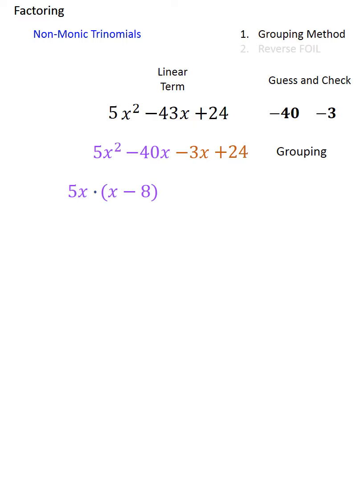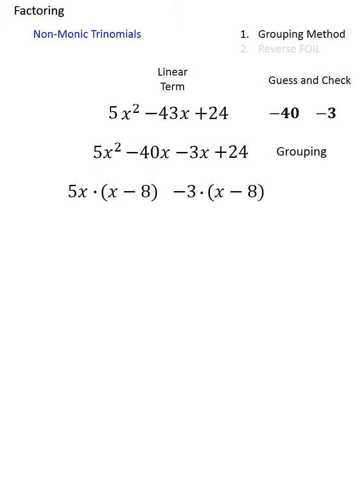And now looking at the last two terms, I can factor out a negative 3 there. I could also factor out a 3, but it will make it easier to factor out a negative 3 for reasons you'll see in a minute. By the way, notice the 8 is negative there, which is consistent with the fact that negative 3 times negative 8 is 24.